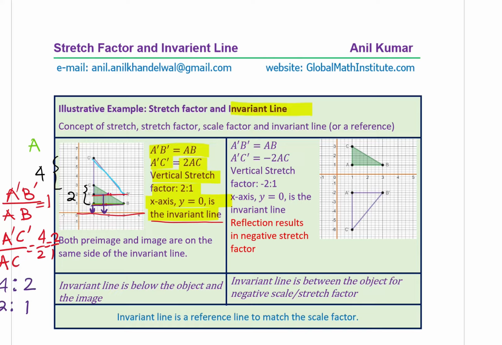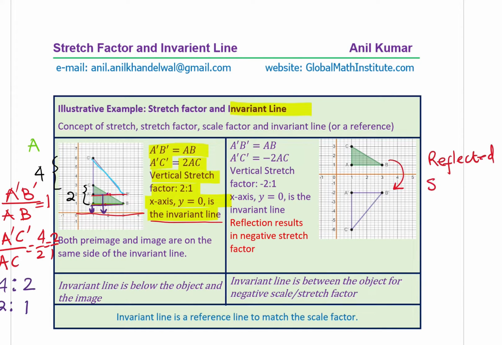Now, in the other example, what we notice here is that we have a pre-image which is green colored triangle ABC, whose transformed image is shown in blue. But this time we have seen two operations. One is a reflection. It is reflected, correct? And it is also stretched. So when reflected, we will say that the stretch factor is negative because it is being reflected, correct? So whenever it gets reflected, we'll always consider the stretch factor as negative.